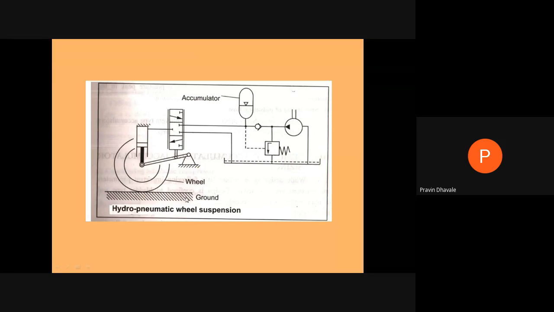Always we are not getting a flat road. It is having a certain texture. Because of that, this wheel will move upward and downward, right? Because of the different conditions on the road, it will move this wheel upward and down, a jumping condition.